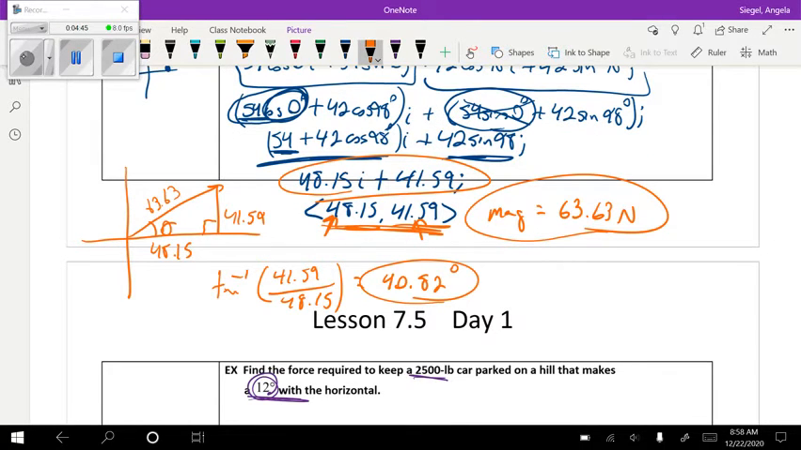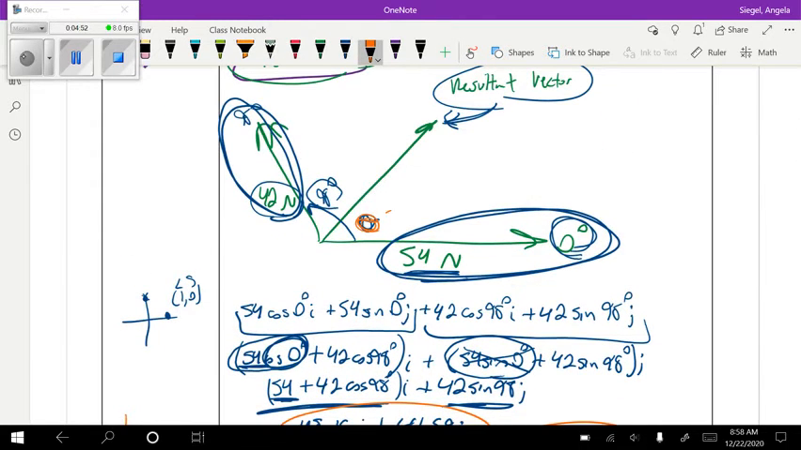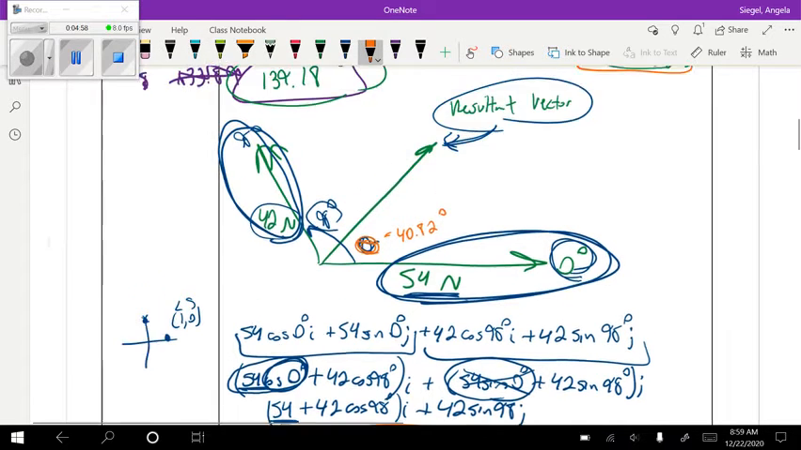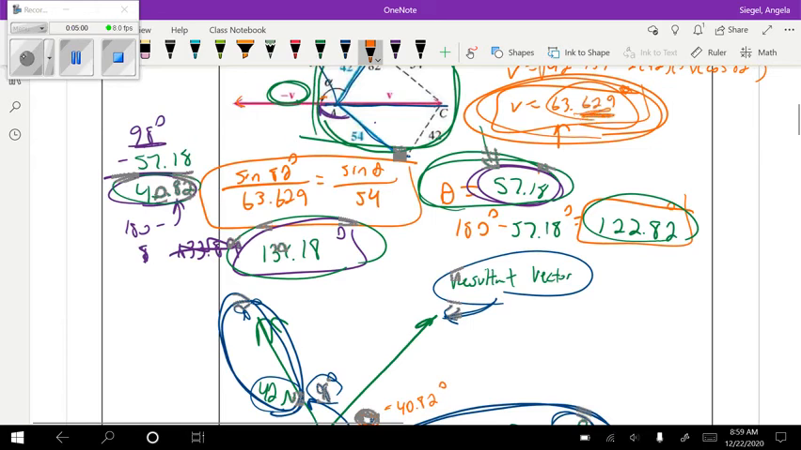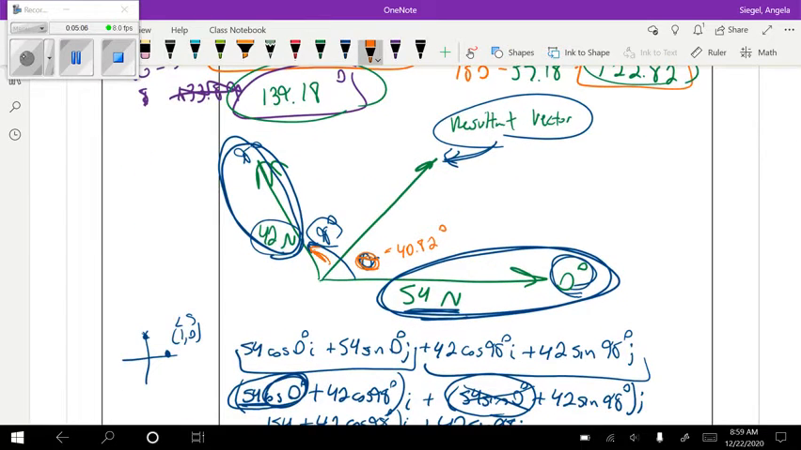So I ended up getting 40.82. And so that is just this little piece right here, 40.82. Okay, so let's see if we found that piece up here. Oh, look right there. So what I'm going to do is find this piece right here.